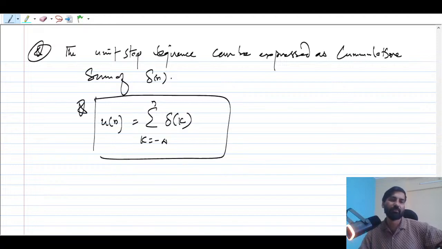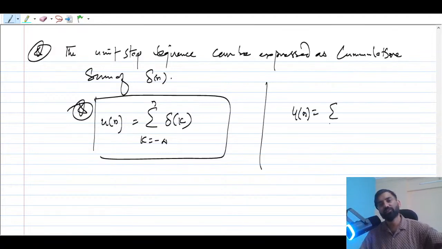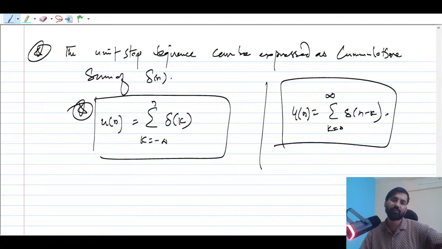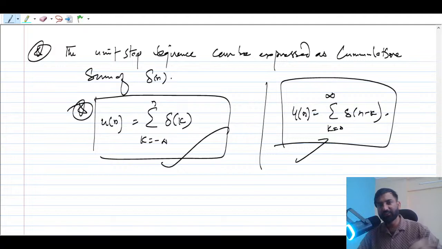This is also a definition, remember it. The other definition I told you is that u of n equals the summation, k equal to 0 to infinity, of delta n minus k. So these definitions you have to remember, right? I am covering all these ideas along with that: any discrete sequence can be expressed in terms of a sum of shifted versions of the impulses whose strength is going to be x of k.